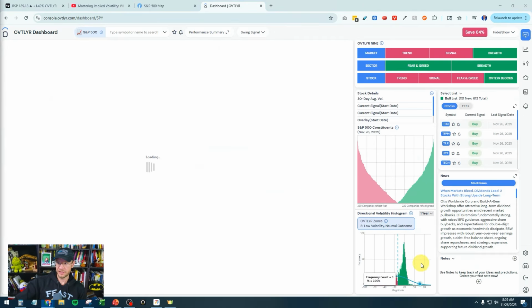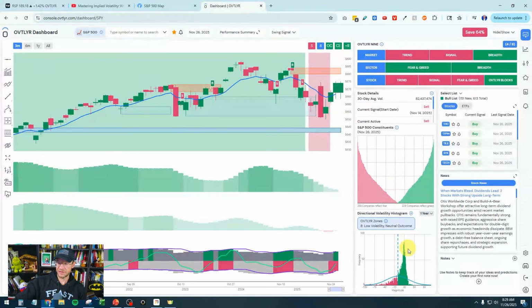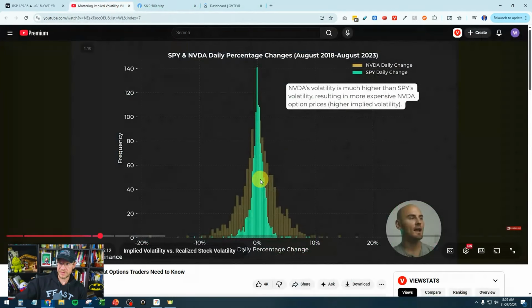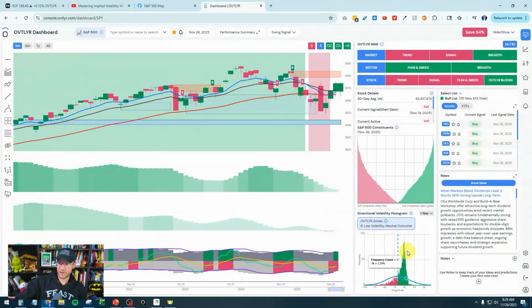This volatility histogram right here. Now, his data looks different than our data. I can't confirm or deny his data, but what I can say is that our data right here shows the positive skew of SPY, right? Do we see the positive skew right here? Many days of the S&P 500 are moving up, and that's why the frequency is so high. There are some big down days, of course, but we're gathering around a certain point.